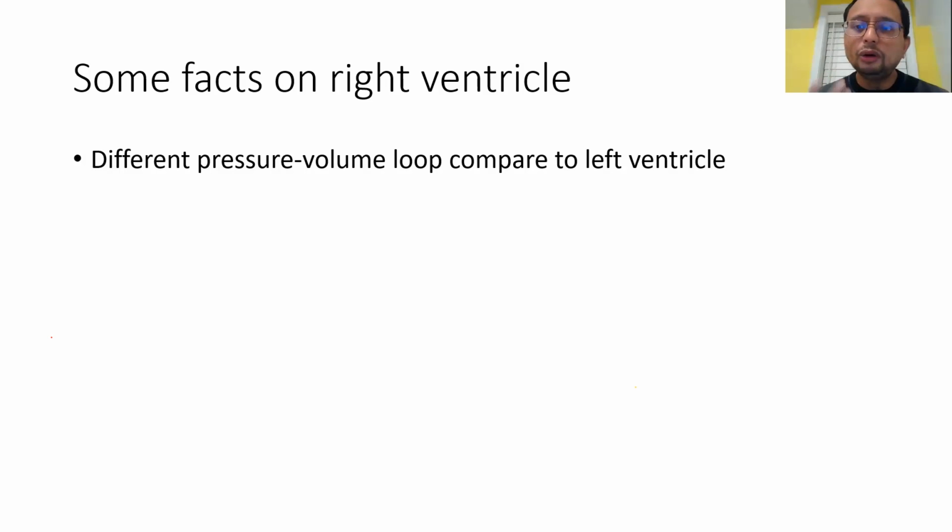The right ventricle, on the other hand, cannot tolerate high pressure. That's why in patients with pulmonary arterial hypertension, the prognosis is actually very bad, because as the pulmonary artery pressure goes higher and higher, the right ventricle cannot tolerate this.